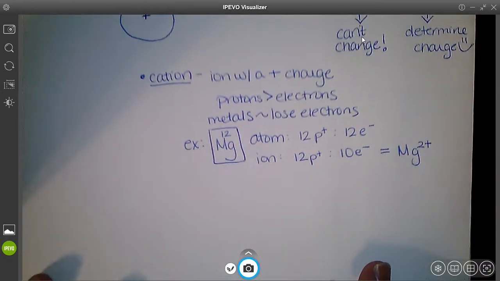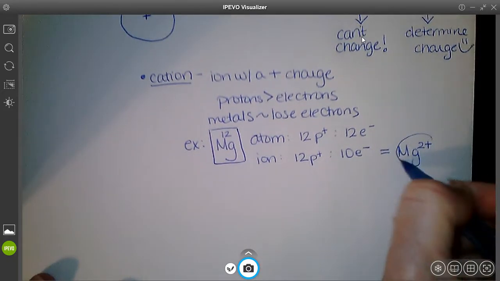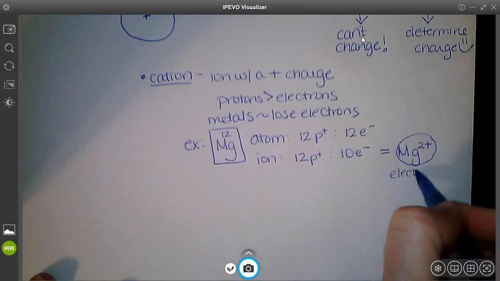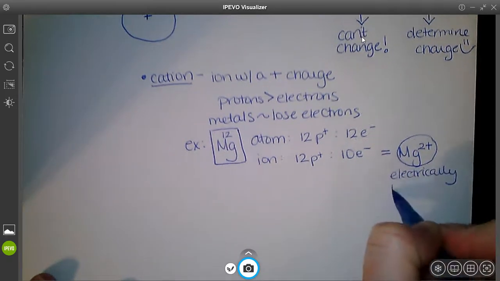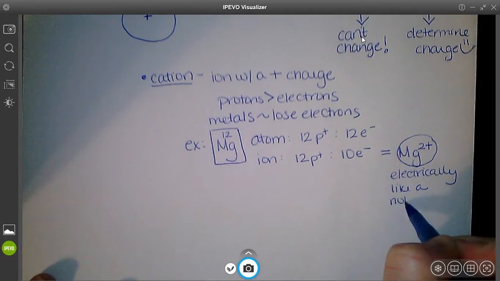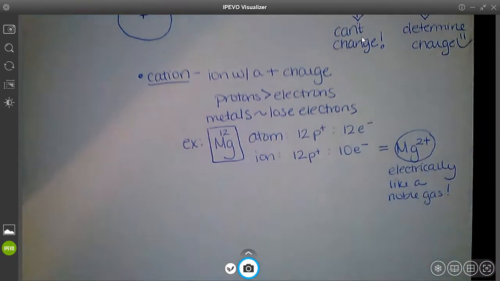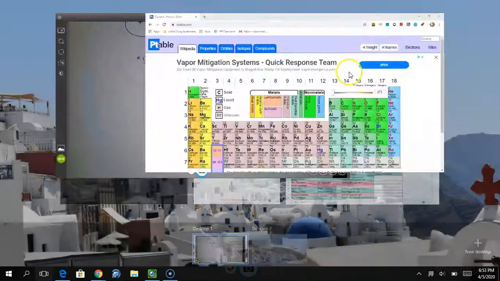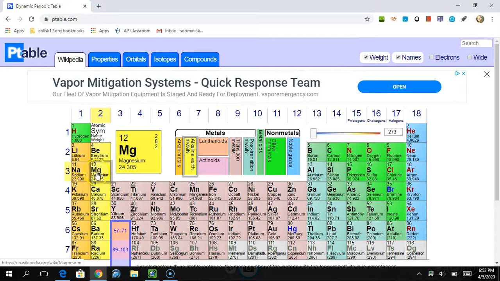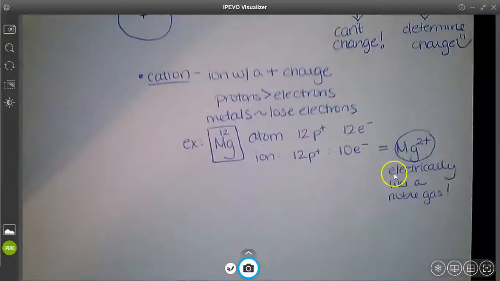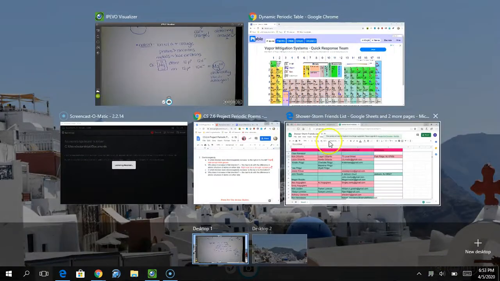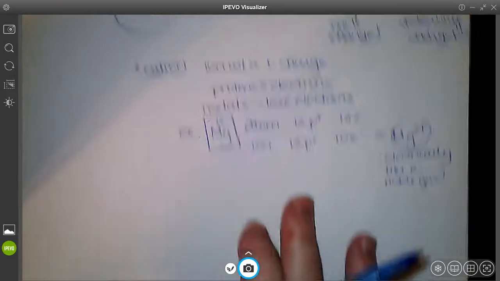The way we can figure this out is because this is electrically like a noble gas. If you remember in the past, we were saying for covalent bonds that things are going to bond so they can be electrically like a noble gas, right? They're going to share to have a full shell. If you look at magnesium with its 12 electrons, if it loses 2, boom, it bounces back to be like neon with 10. Let's draw out the electron configuration of magnesium to look at that.